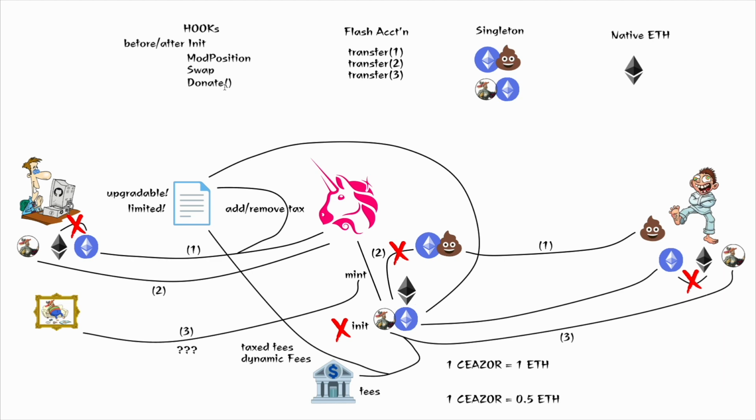Now, donate only gives the tokens to the people who are currently in range, so inside the prices within your set range, and it has to be a token of the LP. You can't send shitcoin into the Ceazor ETH LP using the donate function. Okay, so this is important. I think of this as probably the most key feature of all of these hooks: the ability for these hook contracts to pay the LPs that are in range in the tokens that they are.